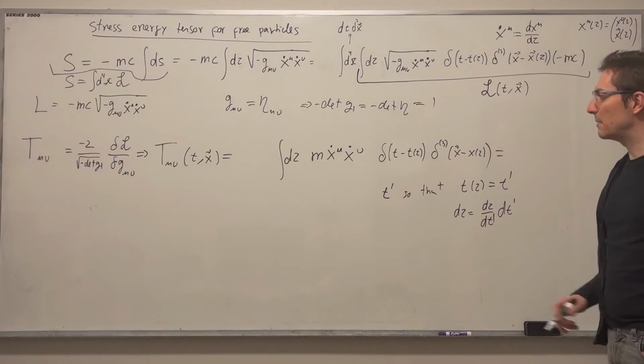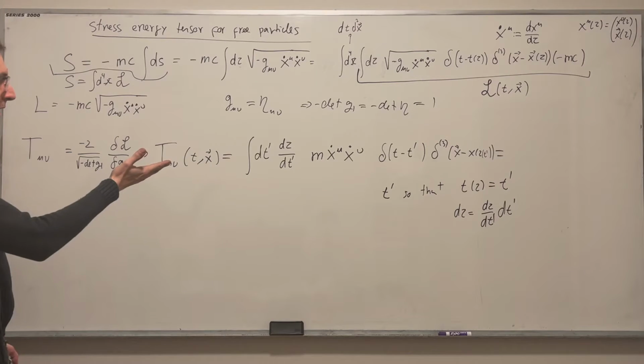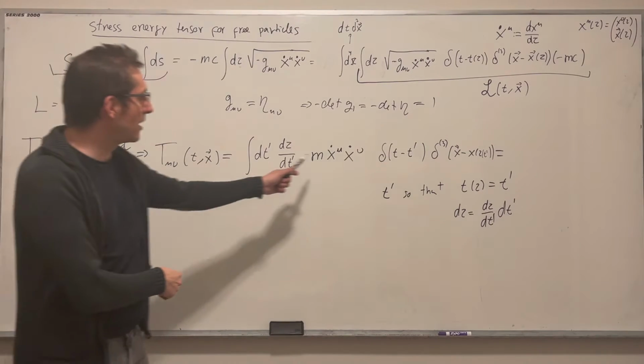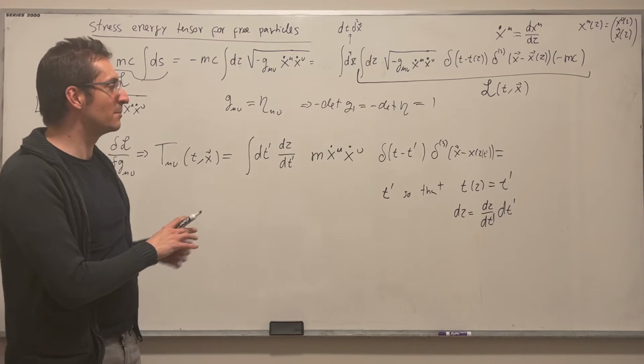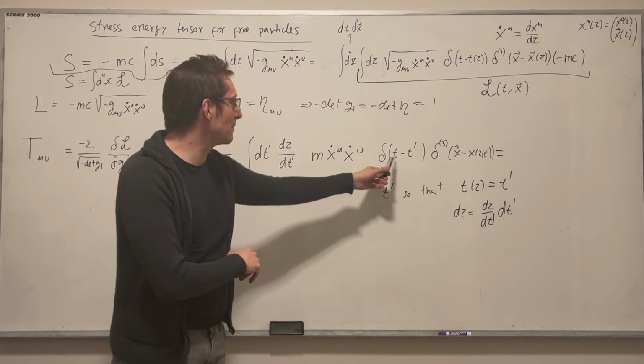So if I do this reparameterization, the integral becomes like this, and now I can use the delta function to do the integral very easily with respect to t prime. That basically fixes t prime to be equal to t.